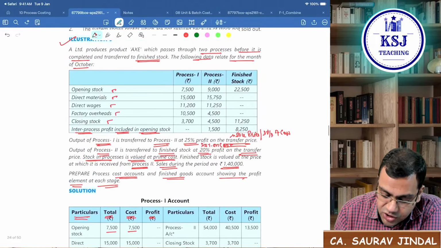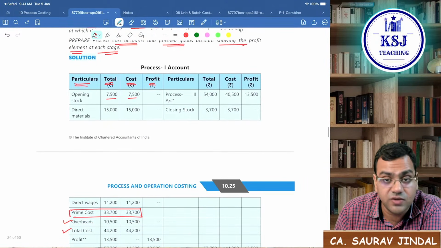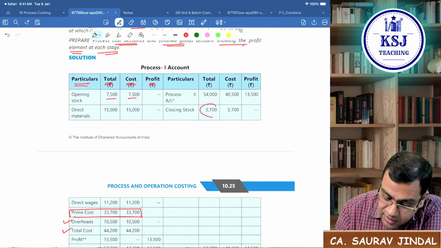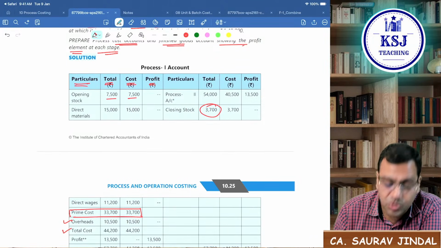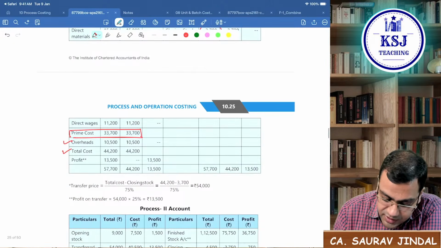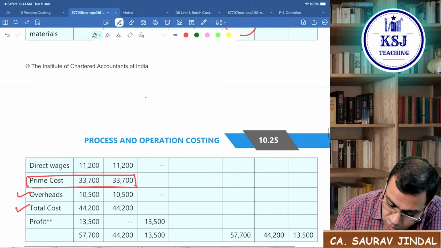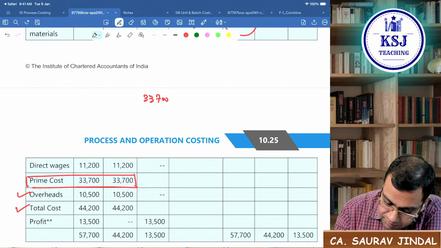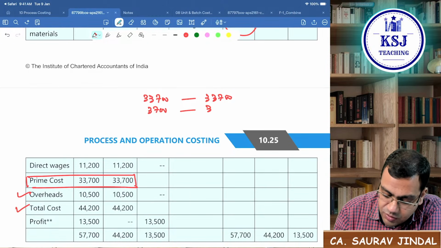First, the closing stock is there. The closing stock is given as 3,700. Transfer to process 2 we'll see later on. 3,700 closing stock. What will be the value? Now see what they say. The closing stock is to be valued at prime cost. What is the prime cost here? 33,700. Right? If the total is 33,700, my cost is 33,700 only. So for 3,700 of total amount of closing stock, what will be the value? That is 3,700 because it's a first process.